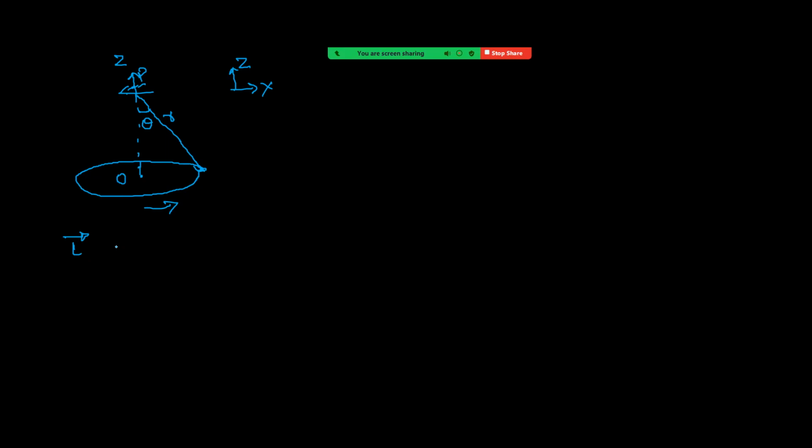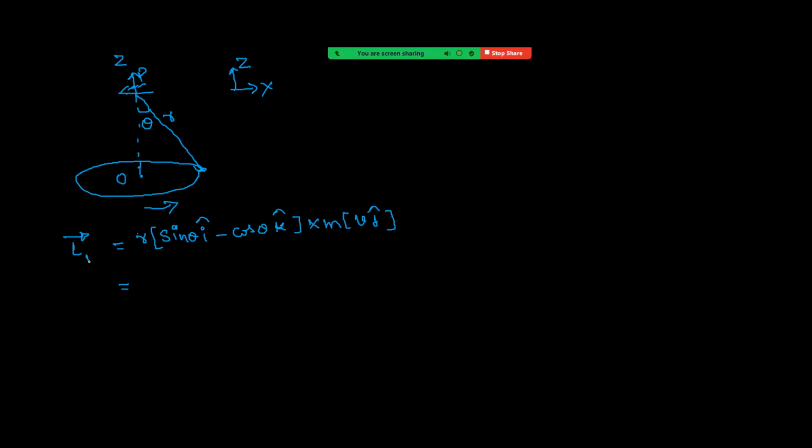L bar equal to R bar cross P bar. In place of R bar, we can write R sine theta i cap minus R cos theta k cap. That is R bar. R bar cross P bar, where P bar is M into V along the positive y axis, into the board at this instant. So it is M V j cap. See the result we got.